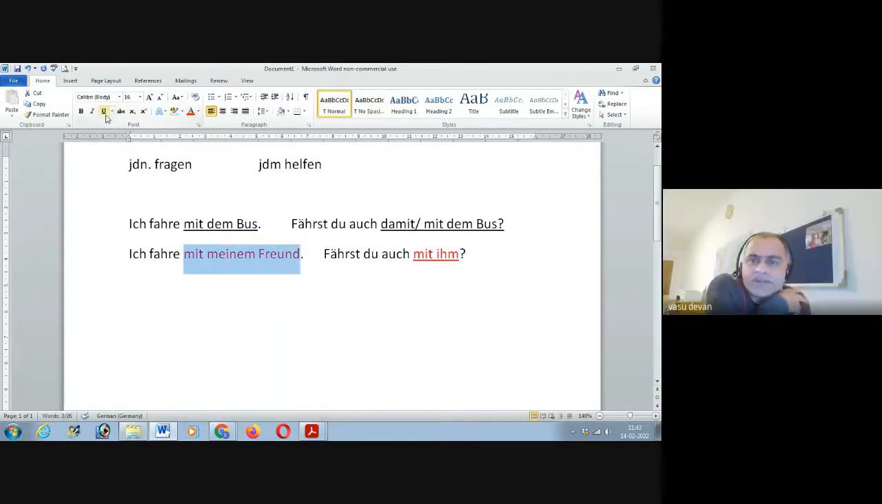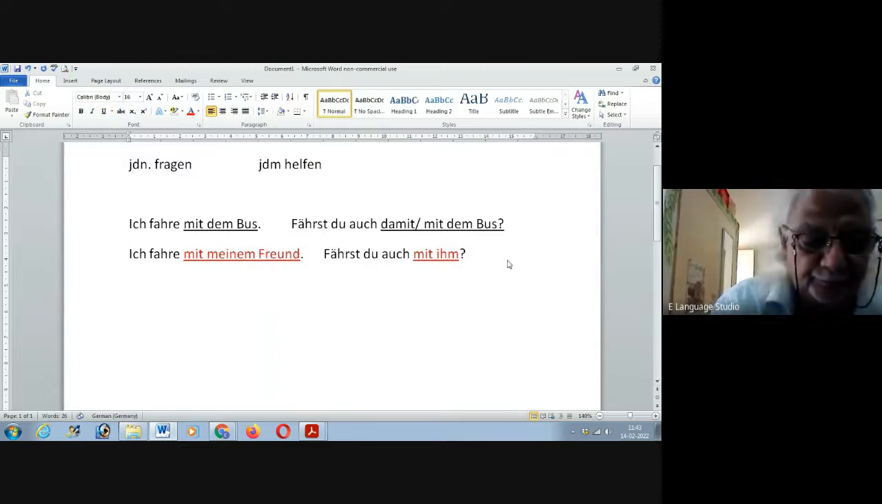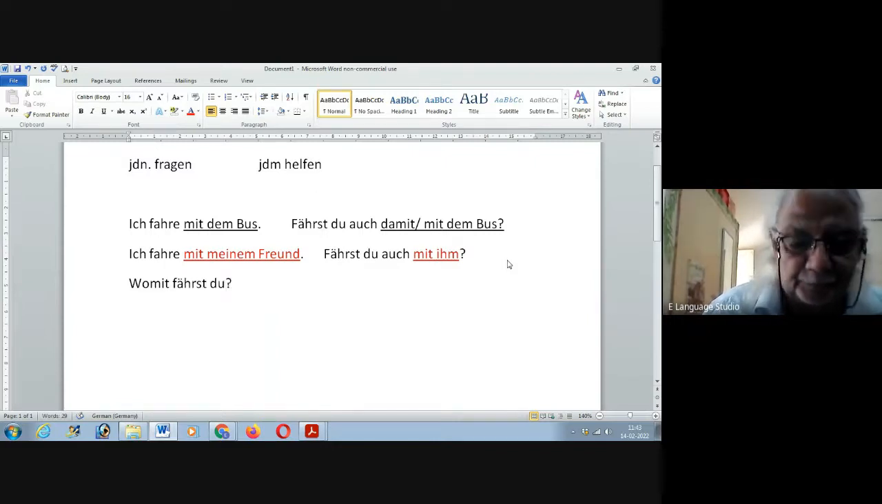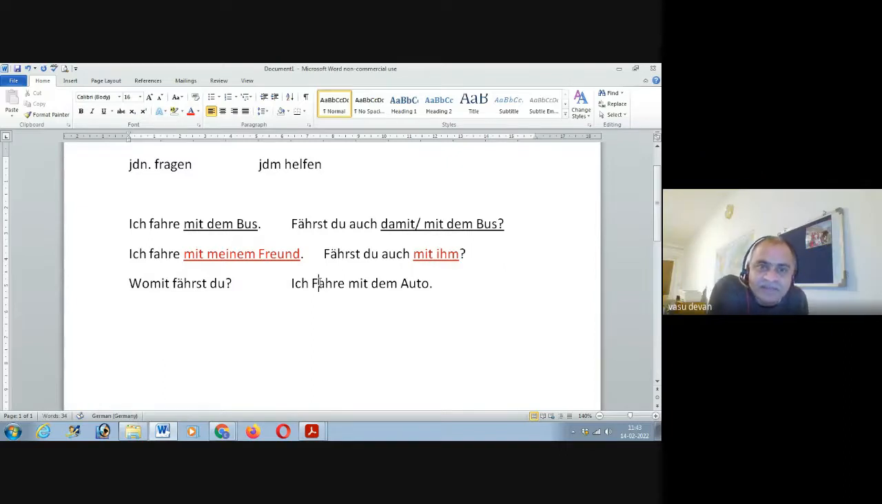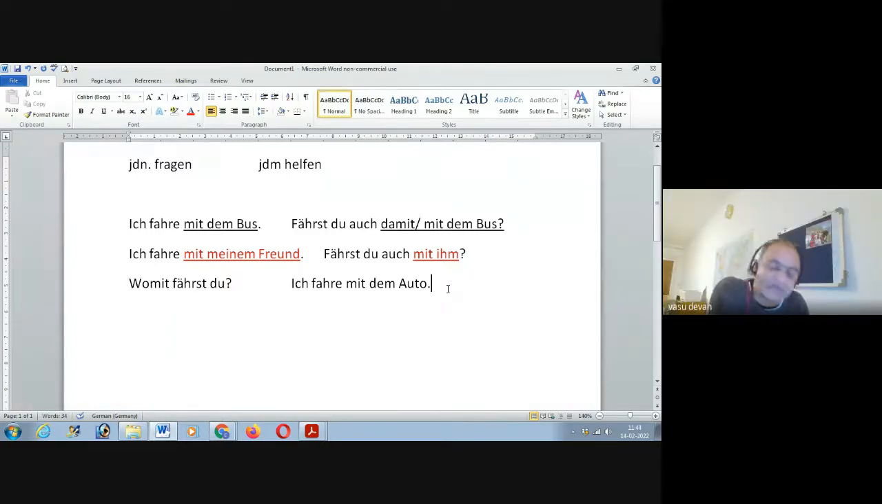Womit? The answer is mit dem Bus. Mit dem Auto. But normally in English we use, I traveled with him, with whom? English. Okay, so not in German. Okay, good.